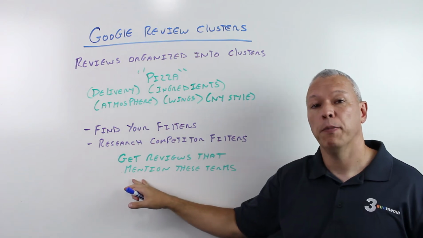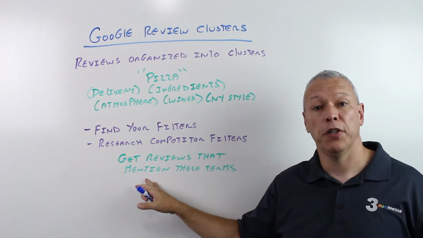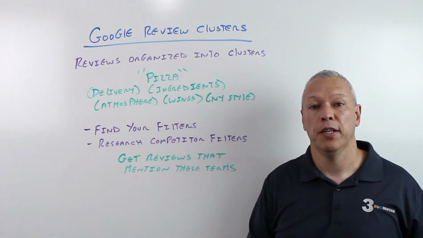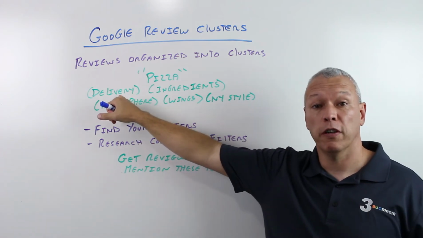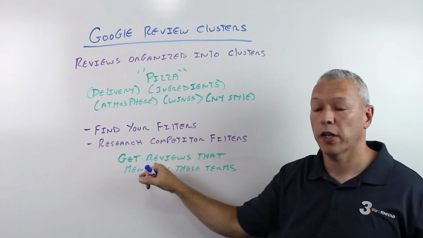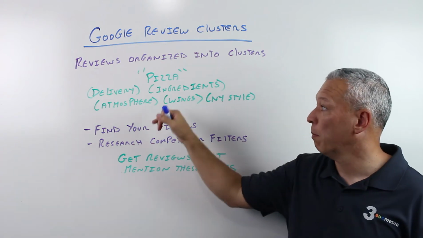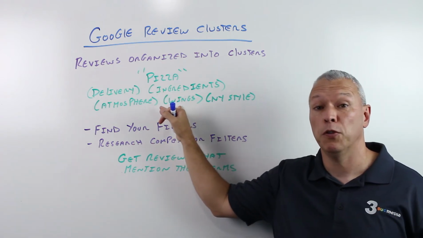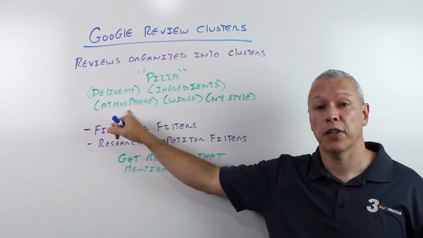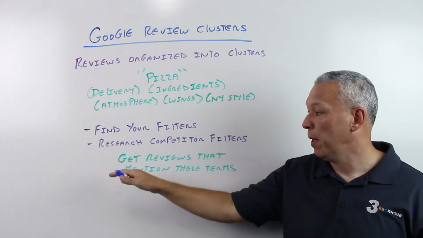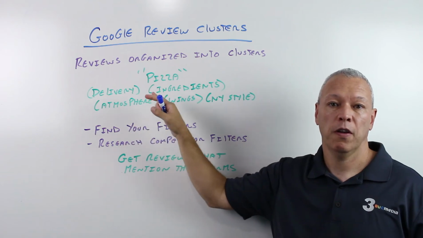Once you have that information, you're going to want to get keyword descriptive reviews from potential customers that mention these things. So if you want to get triggered for delivery, you want to try to get reviews where people talk about the fact that you deliver pizza, or maybe talk about the ingredients or the different types of foods that you offer, or how it's a great atmosphere or family friendly, things like that. All of those keywords that people write in the reviews can now trigger different keyword clusters for your business.